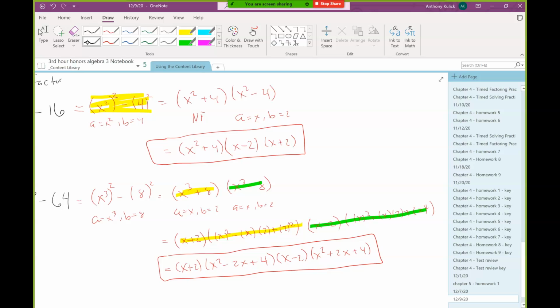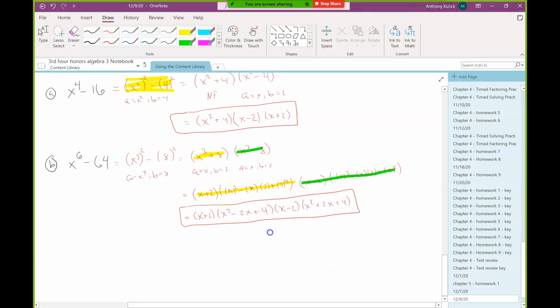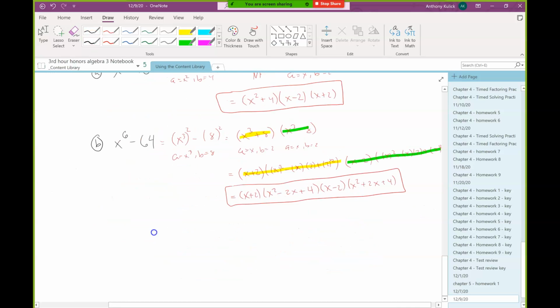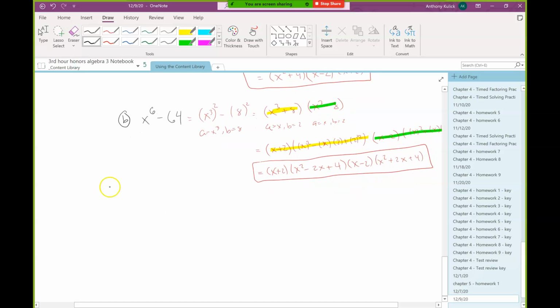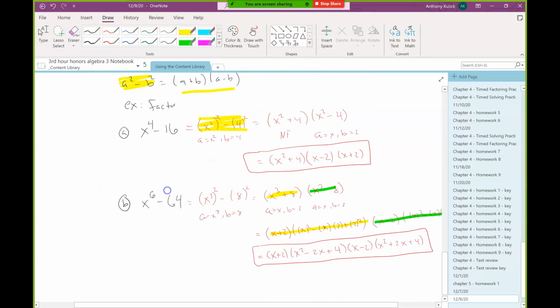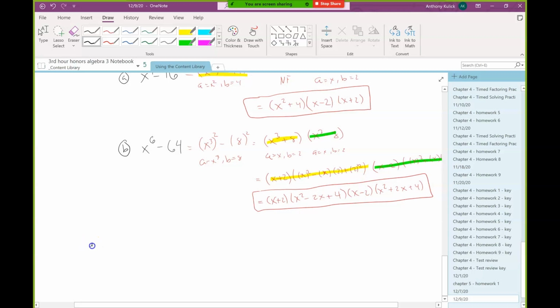Okay. And then the last technique is things that are in the quadratic form.